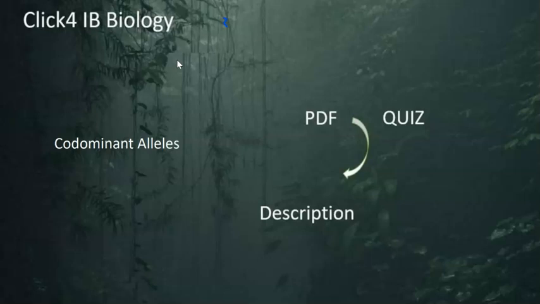We're in the genetics topic and we're looking at the interaction of alleles for a gene, and the phenomenon we're going to look at in this video is that of codominant alleles.